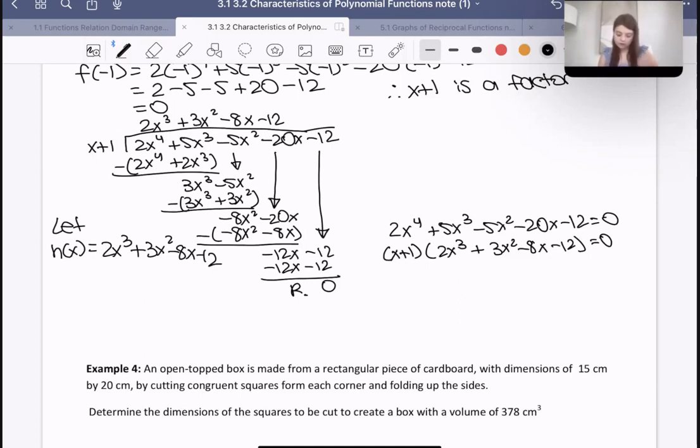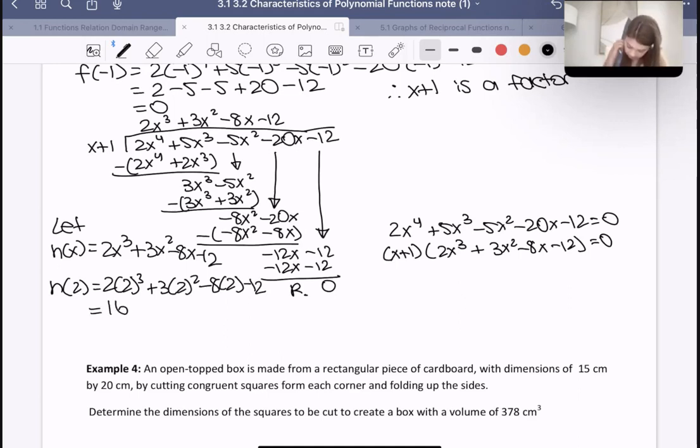All right, so unfortunately, looks like 1 and -1 aren't going to work here, but 2 might work here. So let's try h of 2. That's going to be 2 times 2 cubed plus 3 times 2 squared minus 8 times 2 minus 12, which is going to be 16 plus 12 minus 16 minus 12. Oh, well, that's clearly going to be 0. So therefore, x minus 2 is a factor. Awesome. There we go.